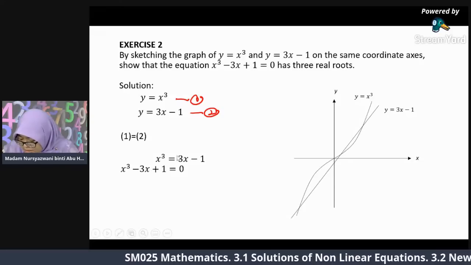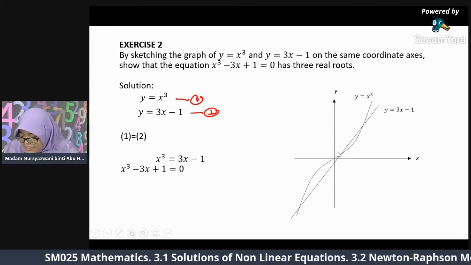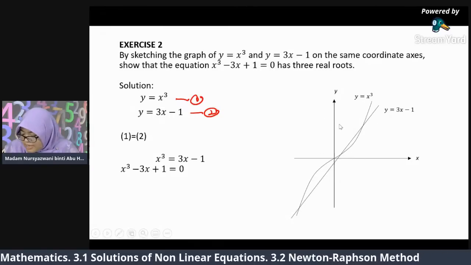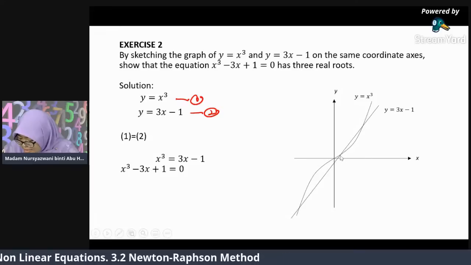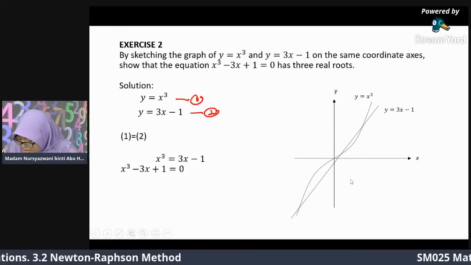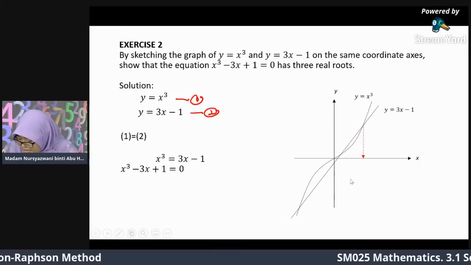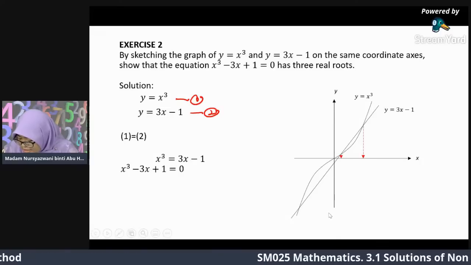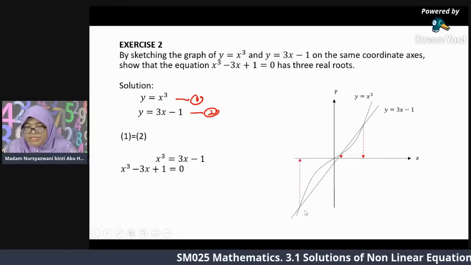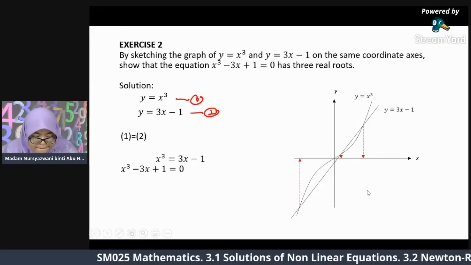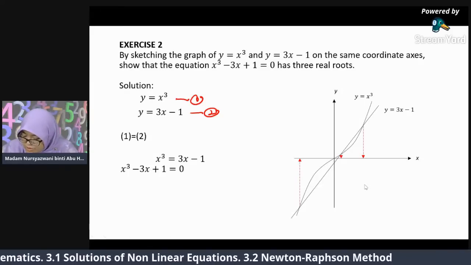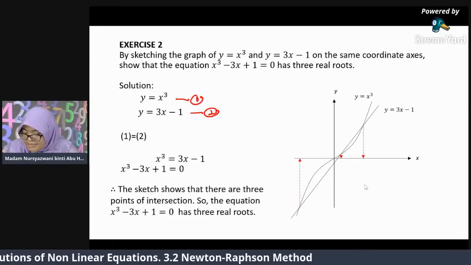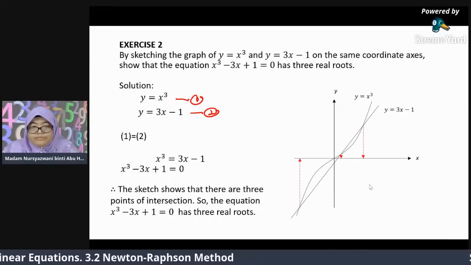Okay, so maksudnya kita bolehlah guna graf yang kita dah sketch ni. Okay, so kalau awak nampak, there are 3 intersection points here. First intersection, second intersection and third intersection. So kita show lah the equation has 3 real roots.